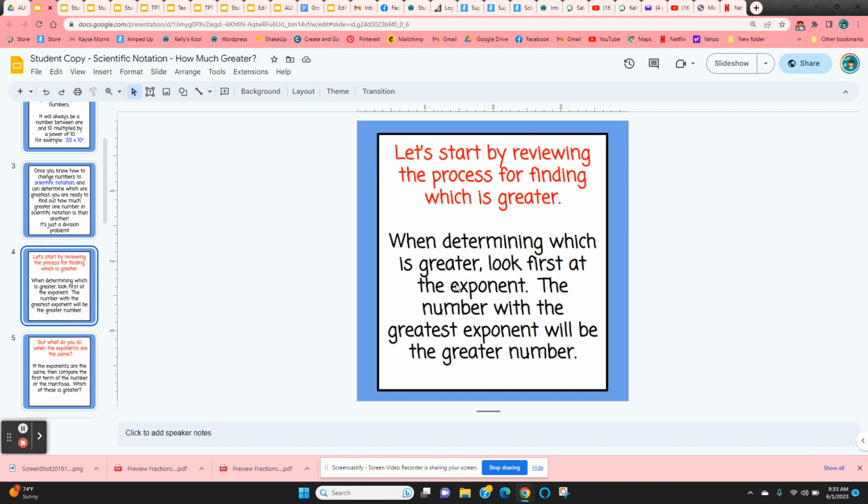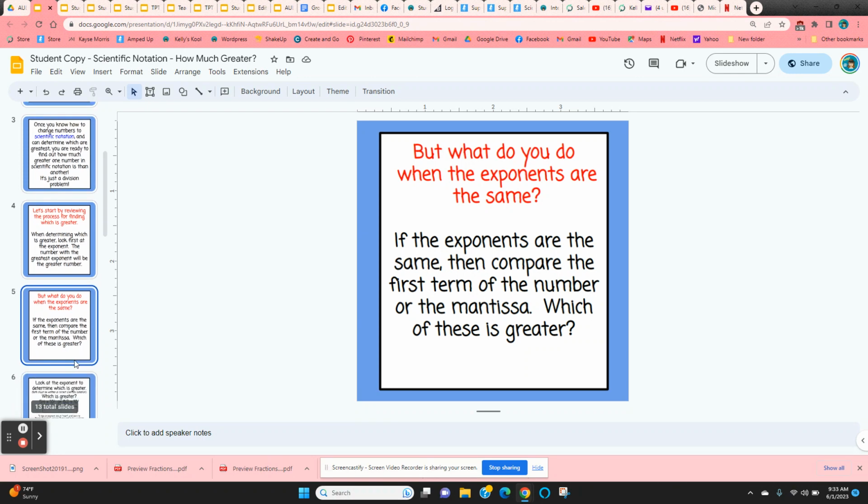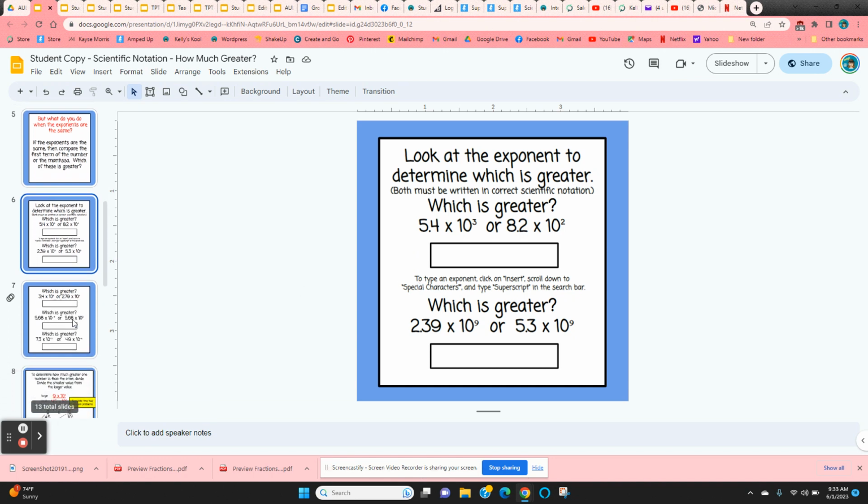Okay, so the first thing you want to look at is the exponent. If one exponent's greater than the other, then you know that number's greater. But if the exponents are the same, you look at the mantissa, or the numbers that come first, and that will determine which is greater. So they have two slides here where they have to type in which is greater. They're given two choices, and it explains here how to insert an exponent on Google Slides.